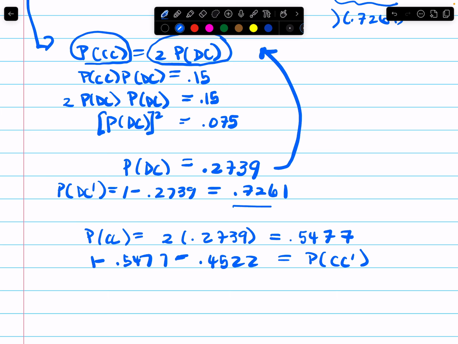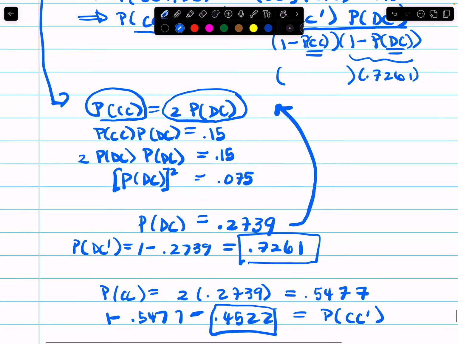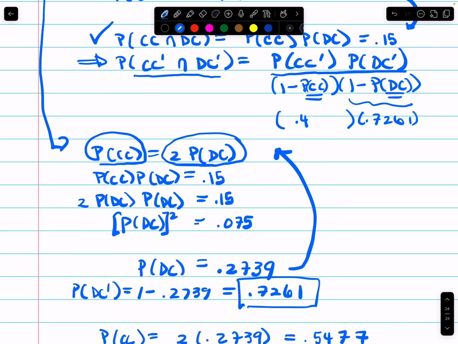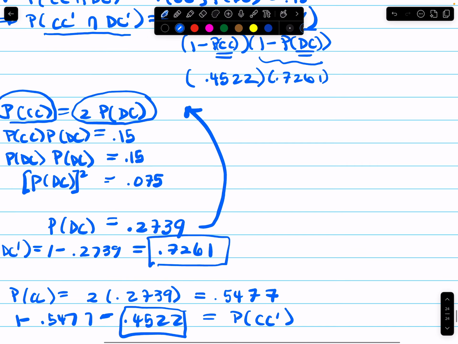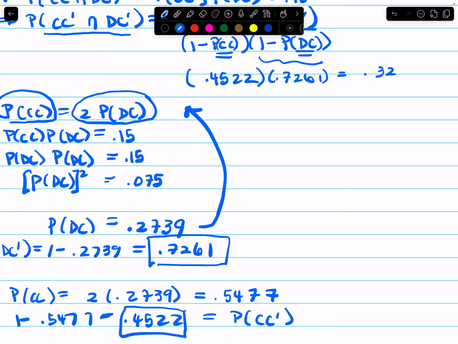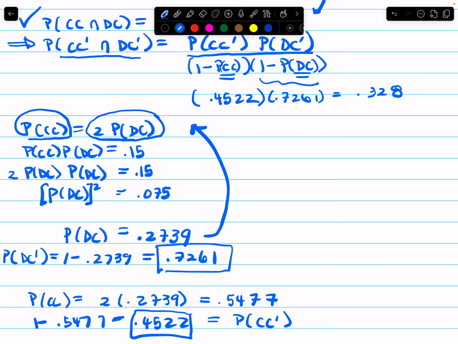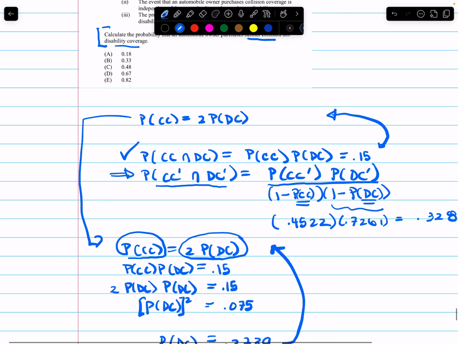So using this and this, that's going to come back up here: 0.4522, multiplying that, so let's come over here to our calculator, by 0.7261, we get 0.328 and some change. We go look at our answer choices, and we see our answer is B.